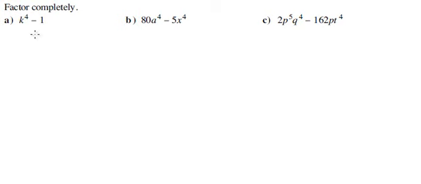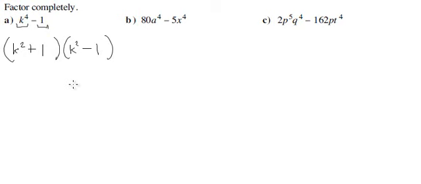More fun with factoring. This is a binomial, so of course none of our factor-a-trinomial tricks are going to apply. But it is a difference of squares because both of its components have nice square roots and there's a minus in the middle. So two sets of brackets, plus and then minus. The square root of k to the fourth is k squared. The square root of 1 is 1.